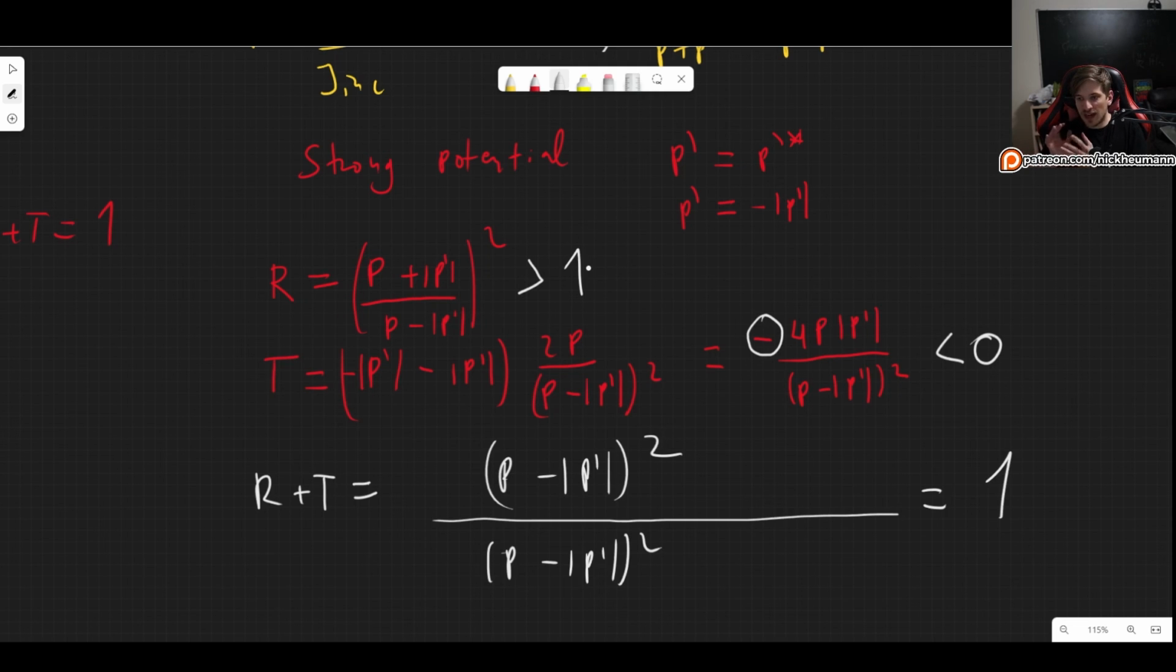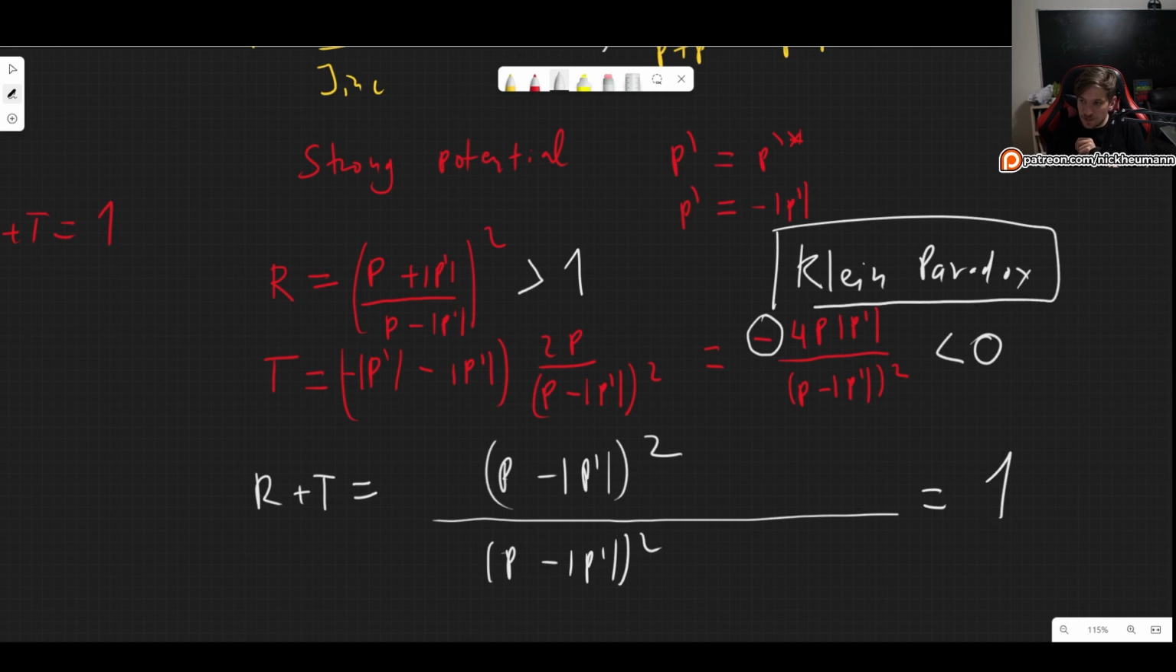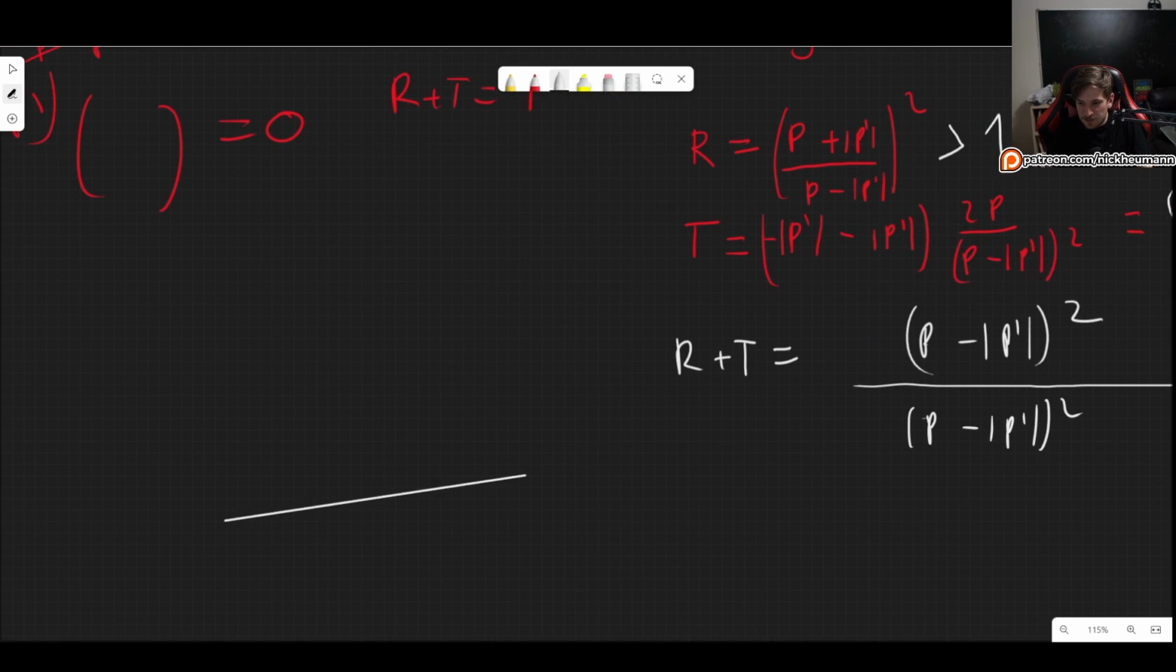I mean, you can have more reflected than arrived, and you can have a negative amount transmitted, which makes no sense from a quantum mechanical point of view. And this is precisely what is known as the Klein Paradox. This is the Klein Paradox. Because if you use the Klein-Gordon equation, you find this just crazy thing. This is unthinkable, right?